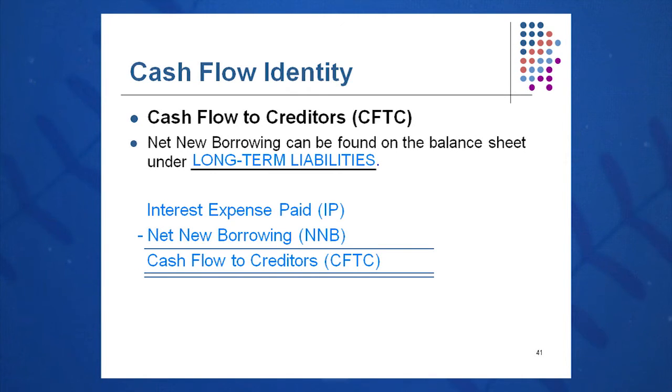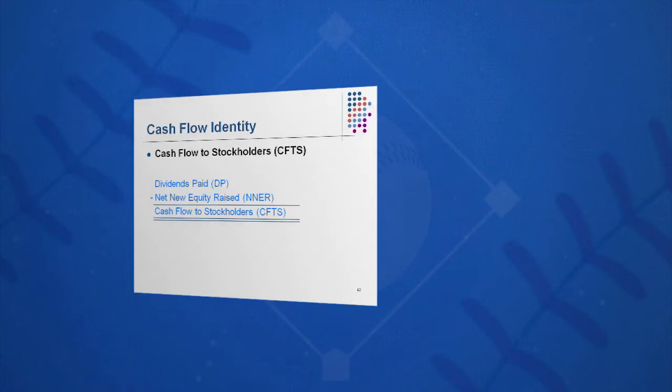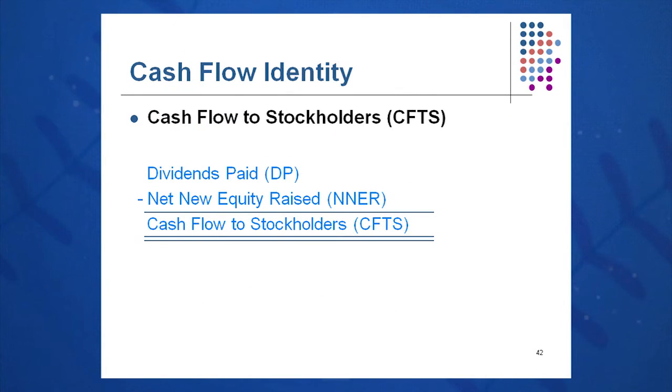Now, where do I find net new borrowing? I've never seen the term net new borrowing on a balance sheet. Well, I look at my long-term debt. I take my long-term liabilities ending minus long-term liabilities beginning, and subtract that from my interest expense paid that I found on the income statement. This will give me cash flow to creditors. The last term I need to calculate is cash flow to stockholders. This will be dividends paid out in cash minus net new equity raised. How do I calculate net new equity raised? Take ending stockholders' equity minus beginning stockholders' equity.